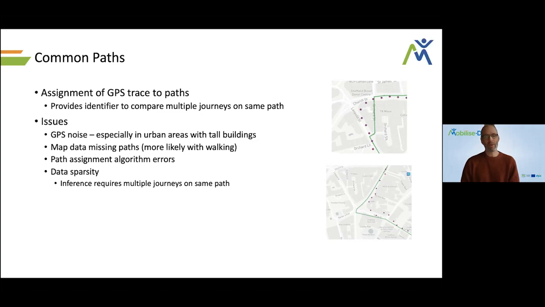Streets generally are mapped quite well, walking paths not so much. Also, there are errors with the assignment algorithm that we use to assign the GPS trace to paths. This could potentially be incorrect, and the sparsity issue again.